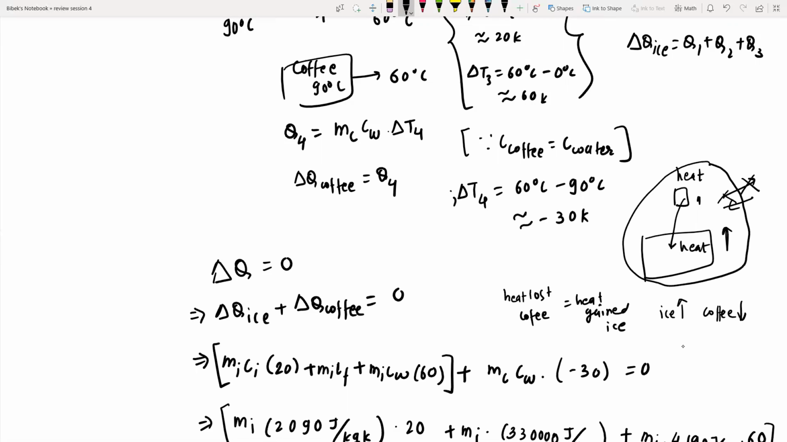That means your net heat change, that is the heat gained by ice, has to be equal to the heat lost by coffee. If you look closely here, delta Q ice will be equal to delta Q coffee. This is heat gained by ice, that's why it's positive. This is heat lost by coffee, that's why it's negative. So that's why we're dealing with the energy conservation principle.